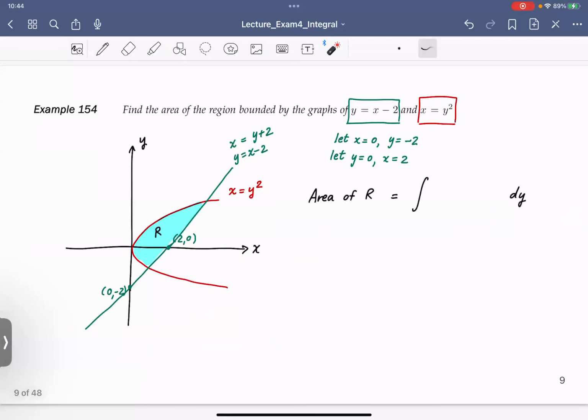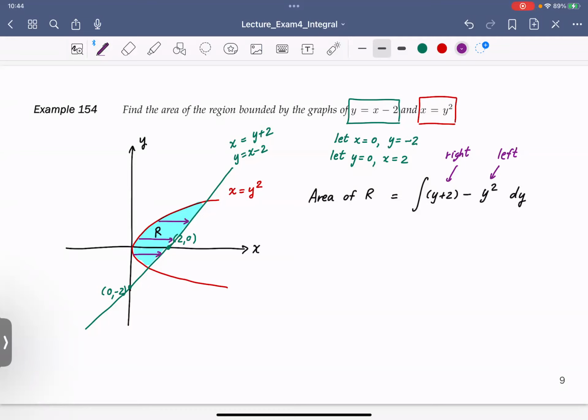So we're going to plug in the right-hand curve to be the line. So we're going to plug in y plus 2 first. This is my right-hand curve. My left-hand curve is going to be y squared. To make sure that everyone can follow, this is going to be my left curve, and this is going to be my right one. Because on the right-hand side, I have the line, and on the left-hand side, I have the parabola.